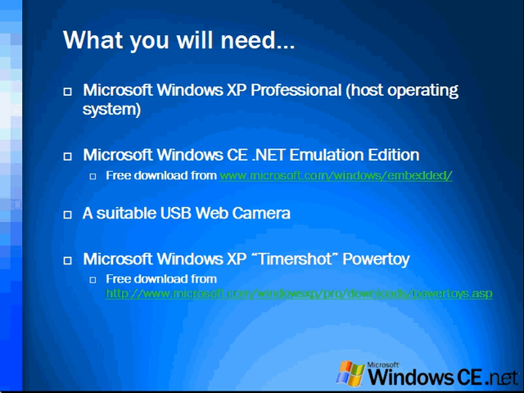Once you've got that installed, you'll need a suitable USB web camera. Anything that is Windows XP compatible will be sufficient for this demonstration. Also get the Microsoft Windows XP Power Toy, known as Timer Shot, and we'll be using this application to take pictures from the Windows XP host operating system and copy them over to our emulation environment.